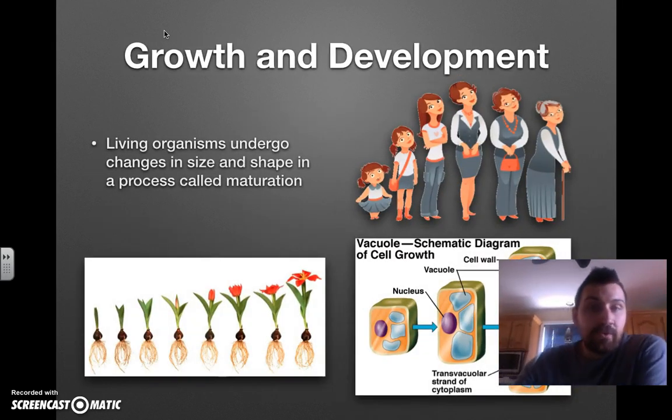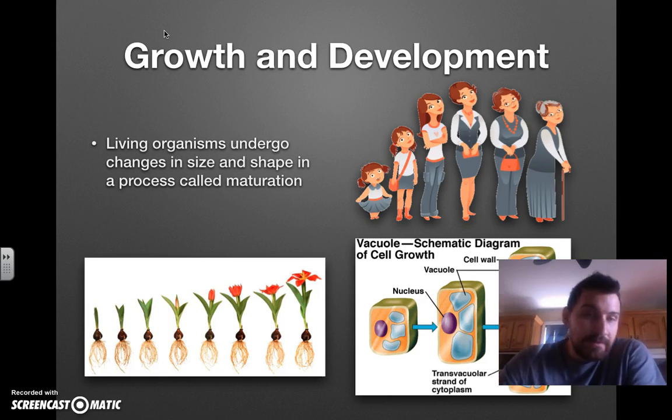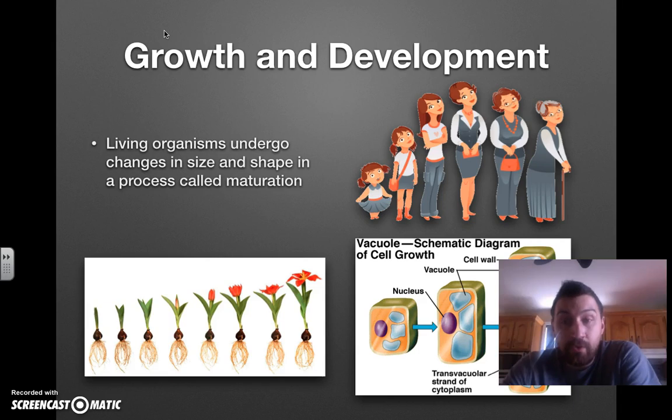Next thing we have is growth and development. So living organisms undergo changes in size and shape in a process called maturation, and you can see that in all three of these diagrams, one of an actual animal or really a human, another of the plant, and then you can see the plant cell and how it would grow in maturing.